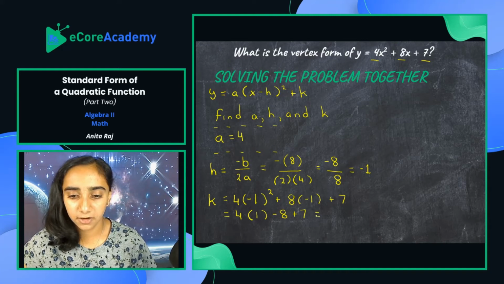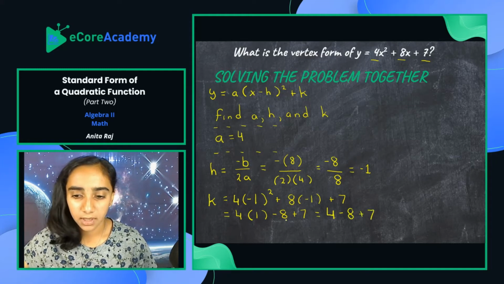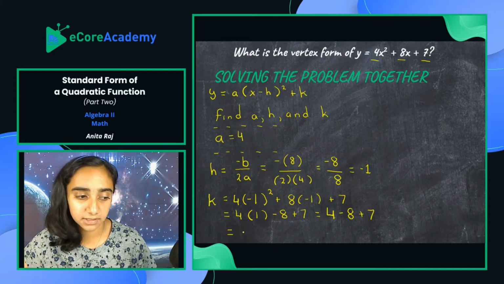I'm just going to write it right here. 4 times 1 is 4. And then you just get negative 8 plus 7. Carry that over. And 4 minus 8 is equal to negative 4. Negative 4 plus 7 is equal to 3. So our k value is 3.